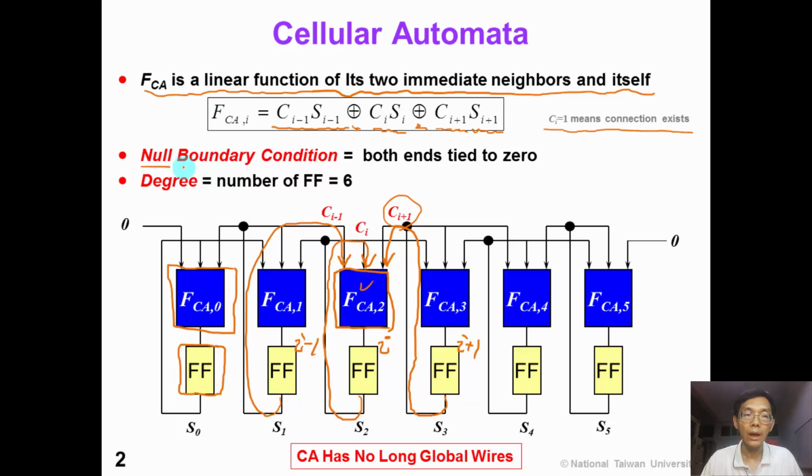This cellular automata is called null boundary condition because both of its right and left ends are tied to 0. The degree of this cellular automata is equal to the number of flip-flops, which is 6. Please note that the cellular automata does not have long global wires. All the wires are local connections. This makes the place and routing of cellular automata easier than LFSR.